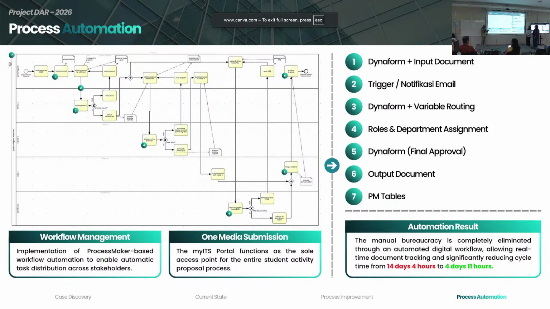The next thing is media submission, we plan to implement this automation in the MyITS portal as the sole access point for the entire process activity. The result is we eliminate the manual bureaucracy through an automated digital workflow, allowing real-time document tracking and a significant reduction in cycle time from 14 days and 4 hours to 4 days and 11 hours.